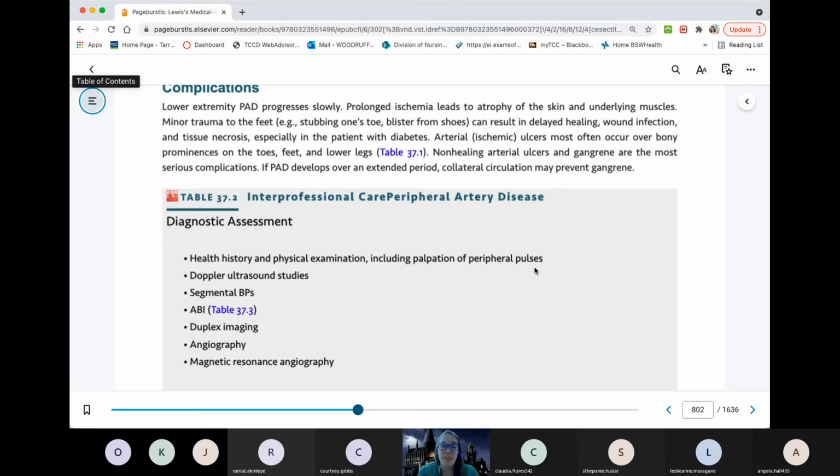It says minor trauma to the feet can result in delayed healing and infection. So if I remember back in that nursing section, one of my goals was skin health. I was worried about their skin, so this connects to that. Okay, so I don't want them to cut their feet. What does that remind you of? Who did we also worry about foot care with? Diabetes patient? Yeah. So it's really good when you're studying to connect this together.